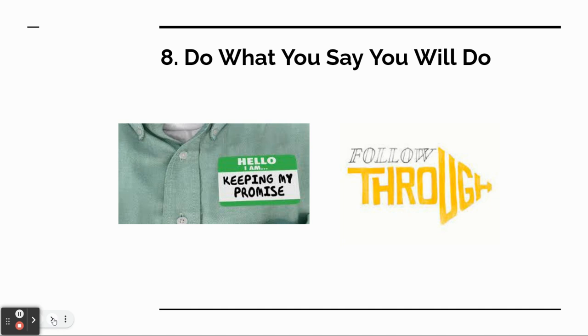Number 8, do what you say you will do. Follow through is very important. If you have rewards and consequences in your room, be accountable for those rewards and those consequences. Make sure that those students feel that accountability and you are accountable for following through with what you say you're going to do. By doing this, you're helping students understand the repercussions of their actions when they're not consistent. And when you show that you are consistent, then students will want to model that behavior as well.